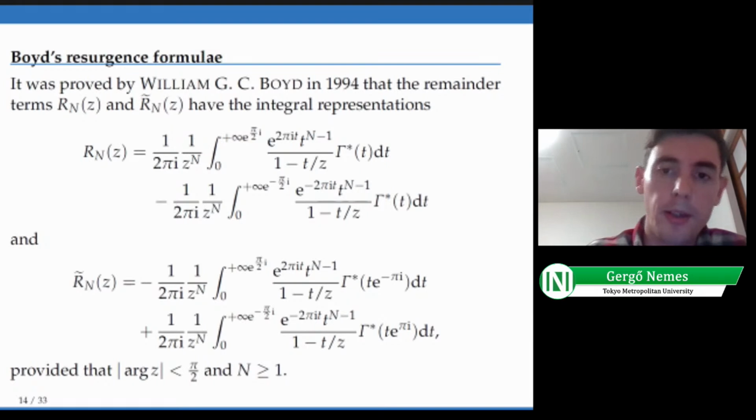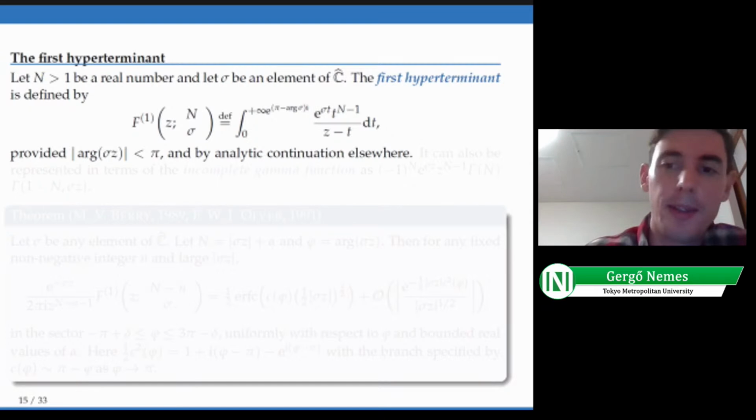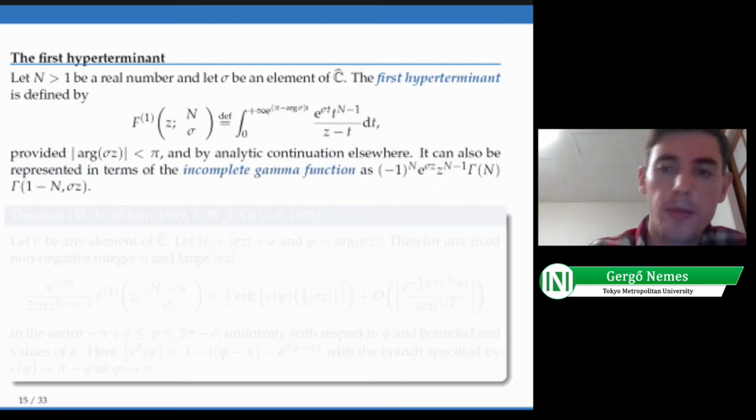That's how we get the first level hyperasymptotics. For hyperasymptotics, we need hyperterminants. For the first level, we need the first hyperterminant. This is what I define here. So n is a real number greater than one, and sigma is any element on the Riemann surface of the log. The first hyperterminant is defined by this integral, provided that sigma times z is on the principal sheet, and by analytic continuation elsewhere. This function can be expressed like this in terms of the upper incomplete gamma function.